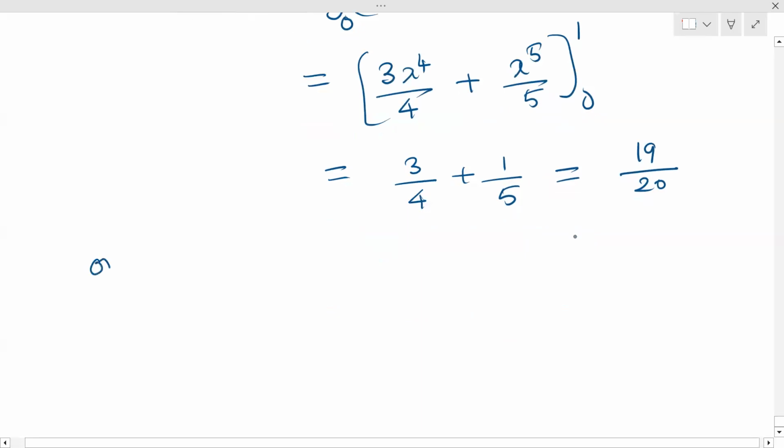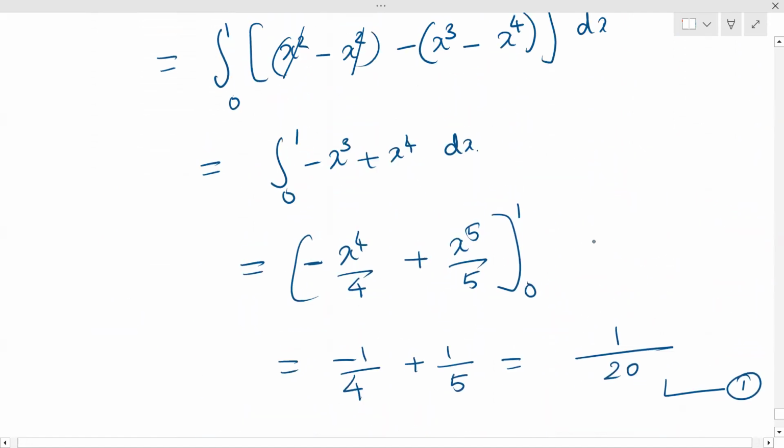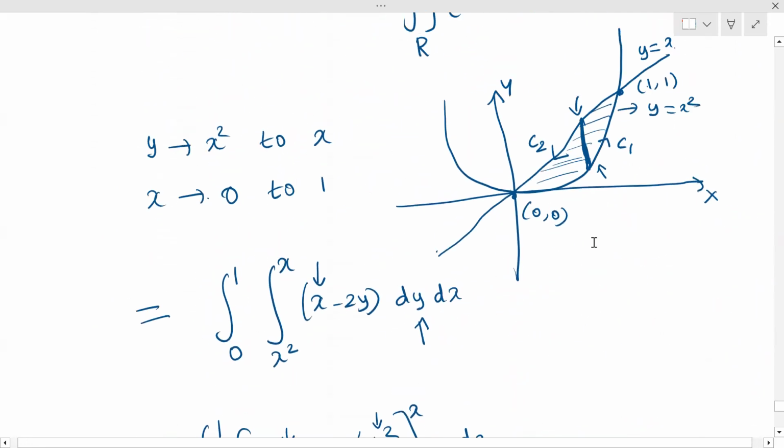Next, we have to do for the other line C2 because our region is bounded by two lines. So what is our C2? This is C2. Here the C2 equation is y equal to x. See, here it is going in this direction. So x varies from 1 to 0 and also y varies from 1 to 0. That is the important one because we are doing it in the counterclockwise direction.